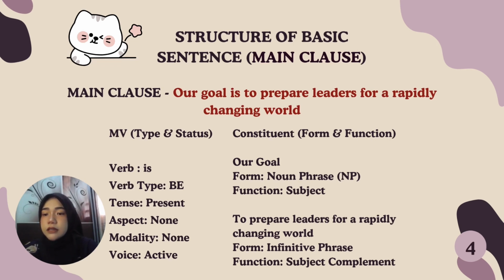And for the other constituent, form and function, we have our goal that forms as noun phrase, and it functions as subject. So this is what the sentence is about. It tells us what our goal is. Next, we also have to prepare leaders for a rapidly changing world that forms as infinitive phrase, and the function is subject complement. So this part gives more information about the subject, and it tells us what the goal actually is.